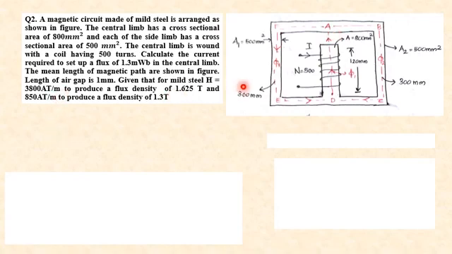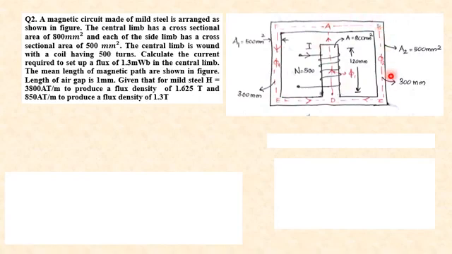Also, it is given that magnetizing force is 3800 for producing a flux density of 1.625 Tesla, and the value of H is 850 ampere turns per meter to produce a flux density of 1.3 Tesla. Okay, so the figure is also given.